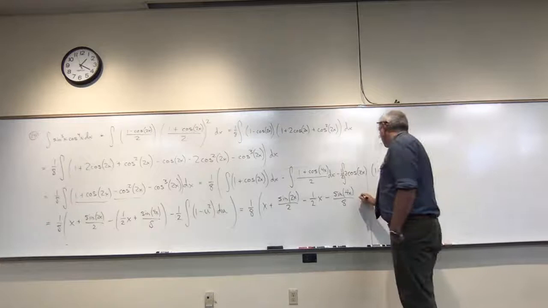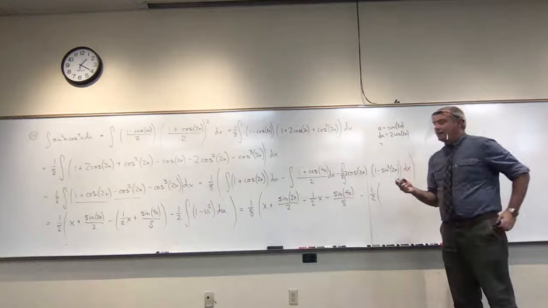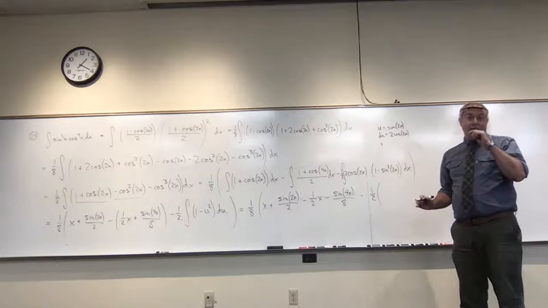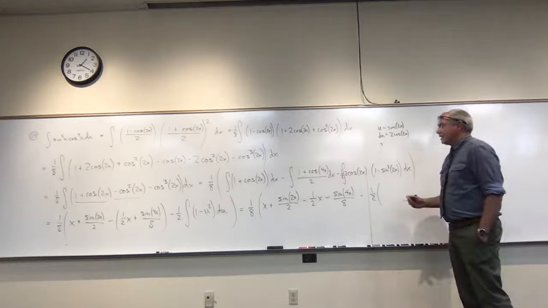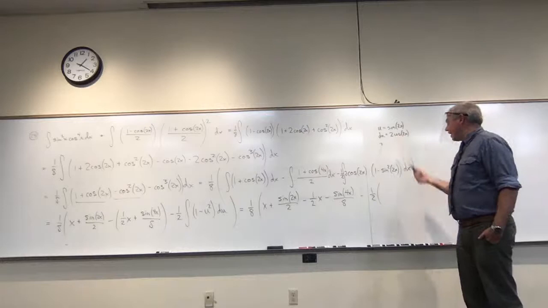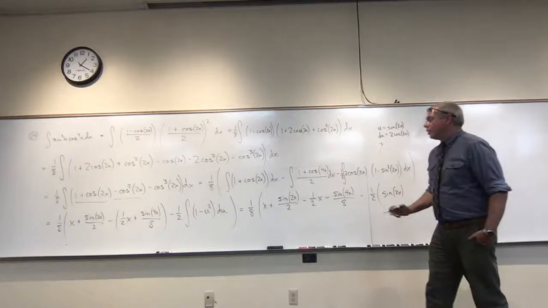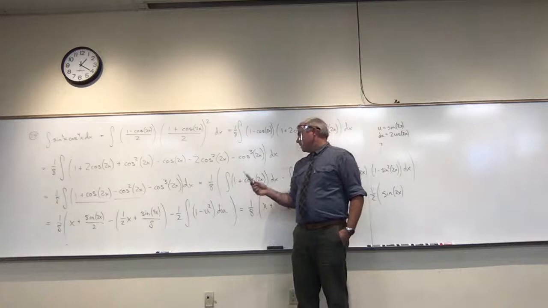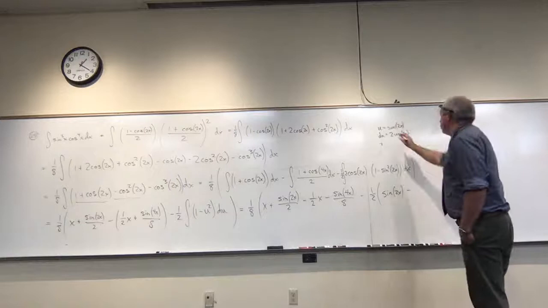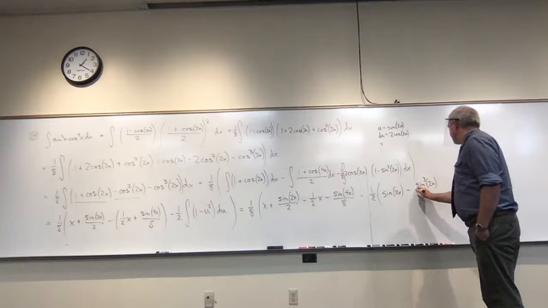The antiderivative of 1 is u. If I want to, I could write in u right here, but I'm taking enough space as it is, so maybe I'm going to get lazy and say the antiderivative is u. What's u? Sine of 2x. So this is sine 2x. And then what's the antiderivative of negative u squared? I guess it would be minus u cubed over 3. So it's minus sine of 2x cubed over 3 plus c.